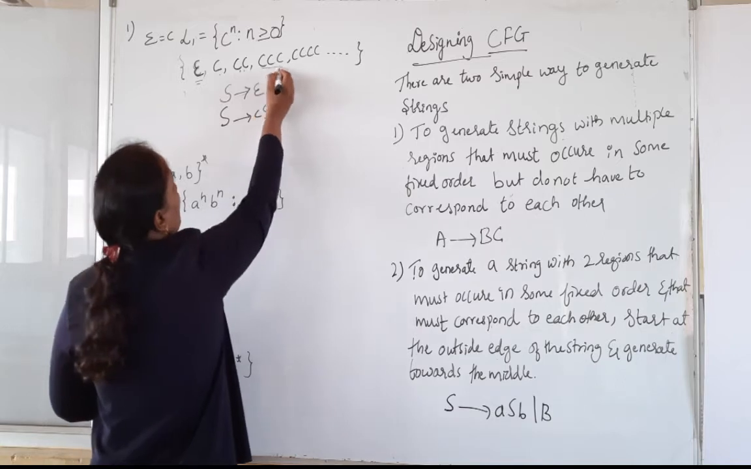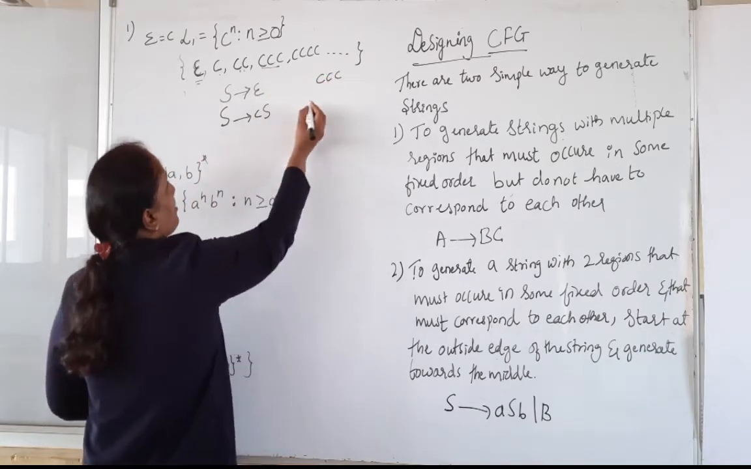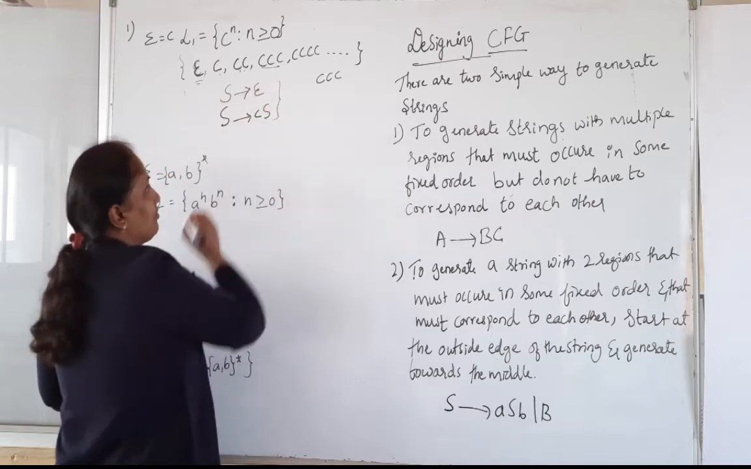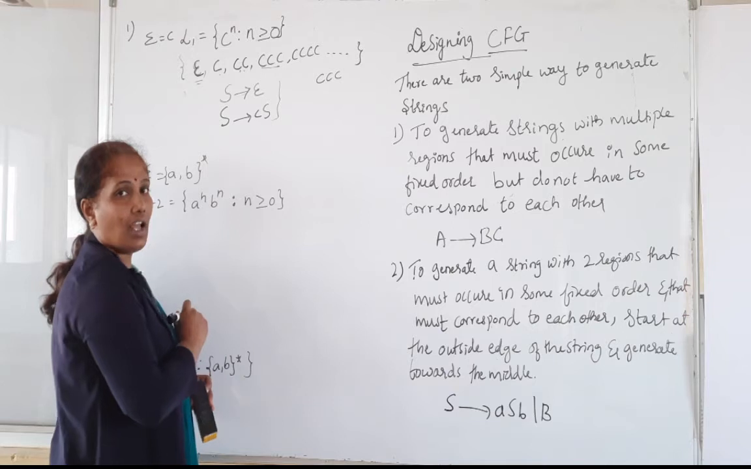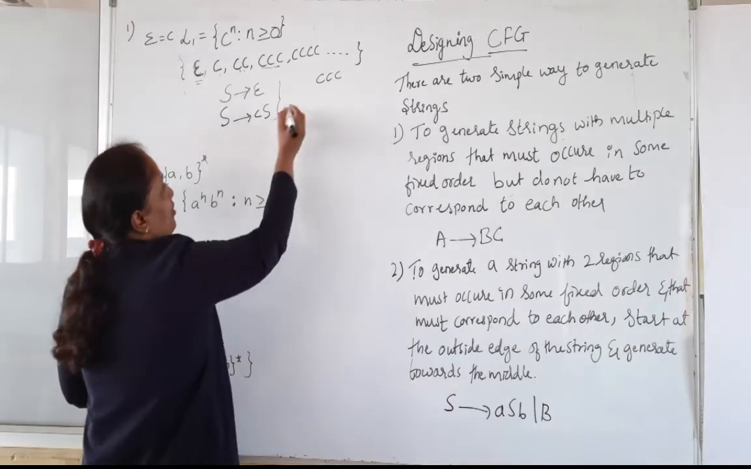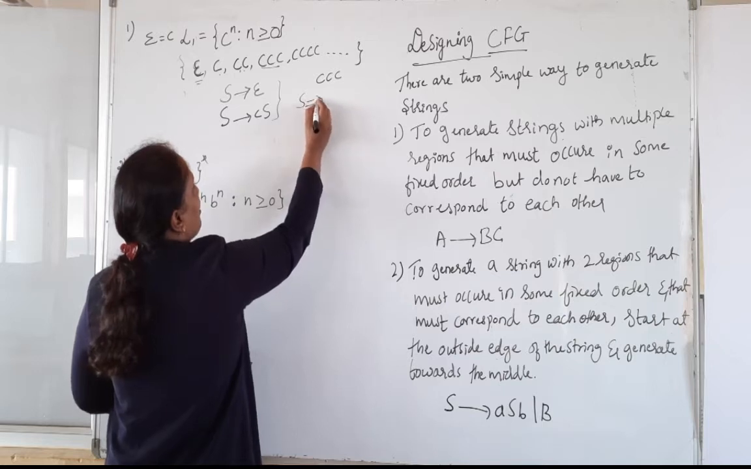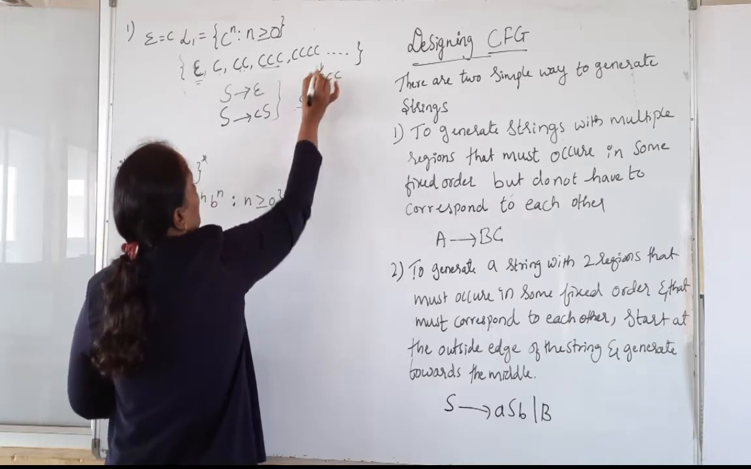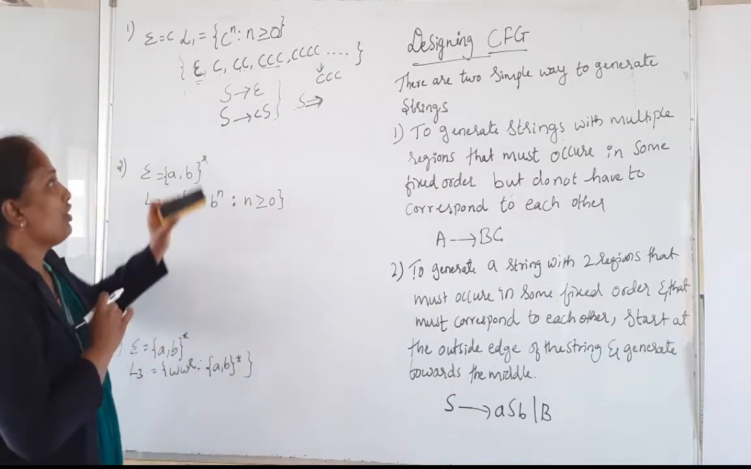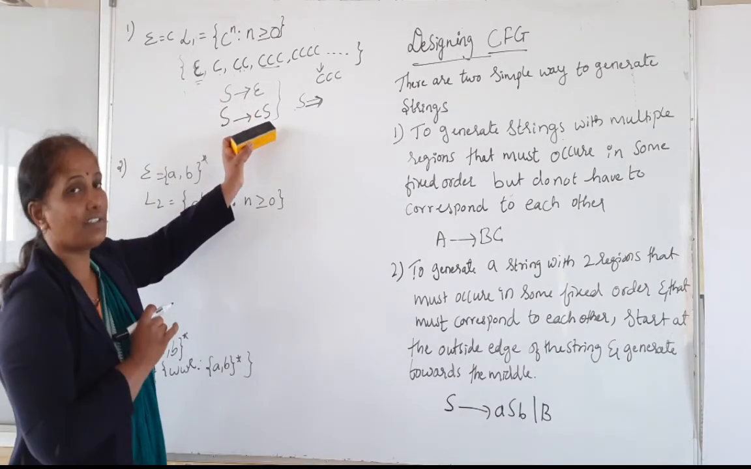So I will take this example. CCC is the input string. Next, I will use the rules to check whether the string is accepted by this grammar or not. So as usual, I will start with the start symbol. So the derivation. So I will derive S with what? C. I want to read the first C from the input string. So S has two productions here. S produces epsilon. S produces C.